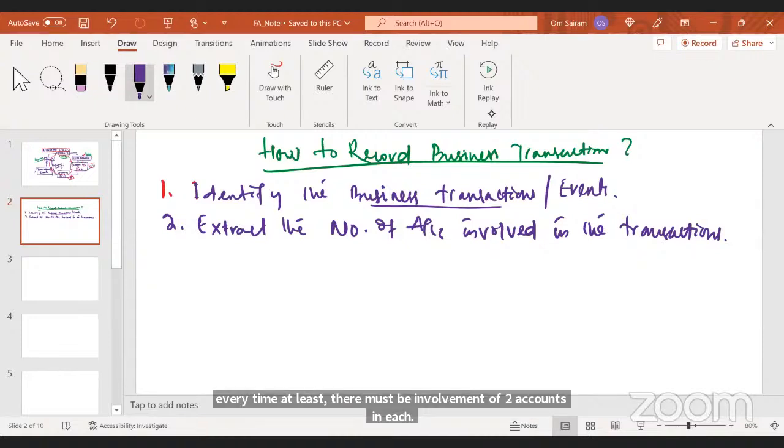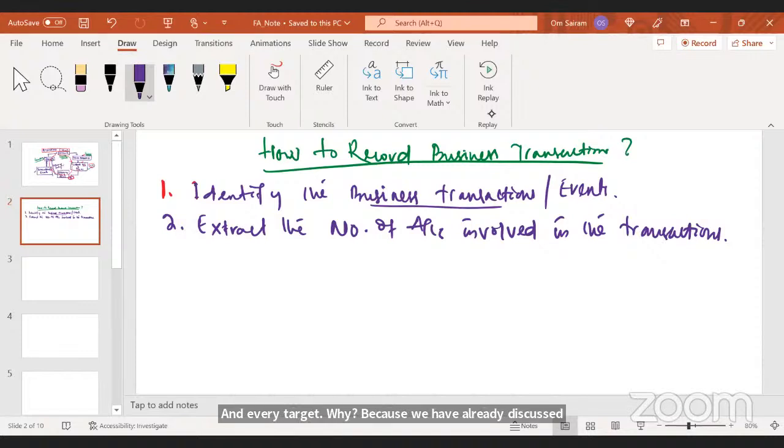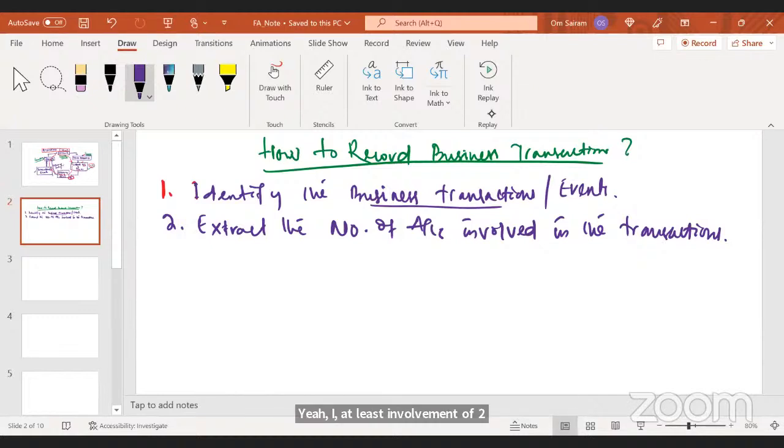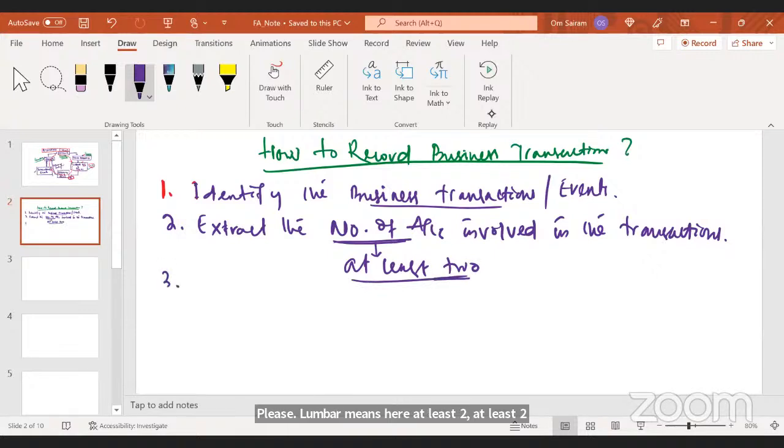Why? Because we have already discussed the meaning of transactions. It is the exchange between parties with some sort of consideration, or the performance of an economic activity. So there is involvement of at least 2 parties. Someone is giving and the other person is receiving. So there is a give and take relationship; for give one account and for take another account, at least 2 accounts. Please remember, so extract the number of accounts involved. Here, number means at least 2.